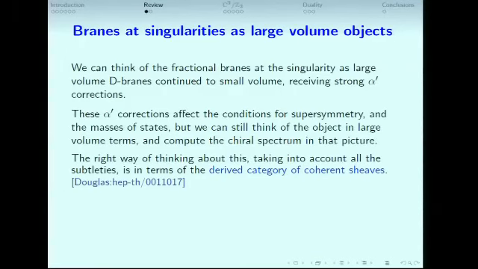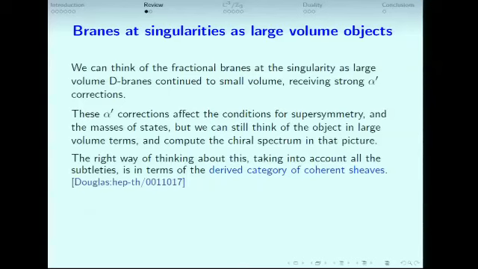So as I was mentioning, you take the branes at the singularity and you want to see them as large volume objects. Just think in the opposite way. So you start with large volume objects and then take them to the quiver point. And as you do this, the branes and the classical expressions for supersymmetry and things like that get strongly corrected. You get strong alpha prime corrections. In particular, they correct supersymmetry and the masses of states. That's something that Bord mentioned also in his talk. But we can still think of the object in large volume terms. If you have enough control over these changes in the mass spectrum, you can still think in large volume. So that's what we will do.